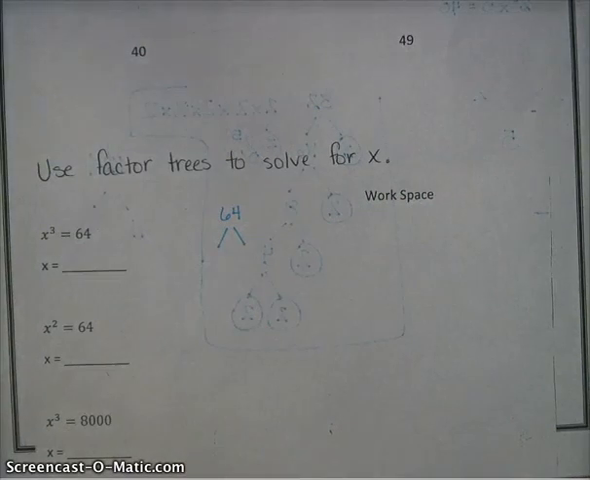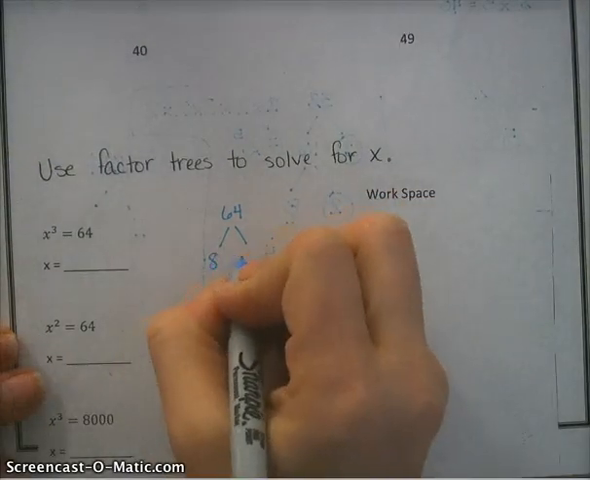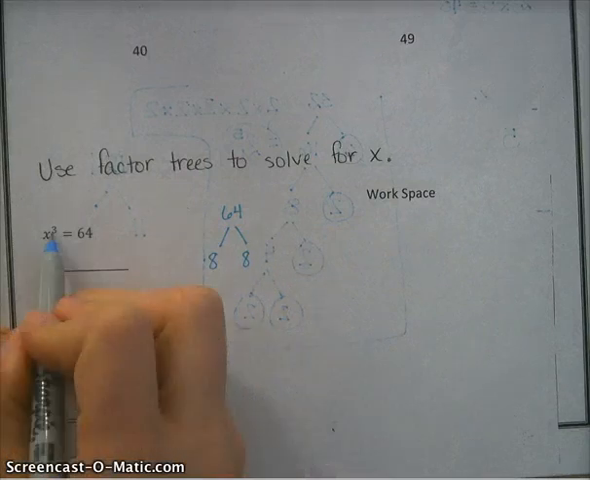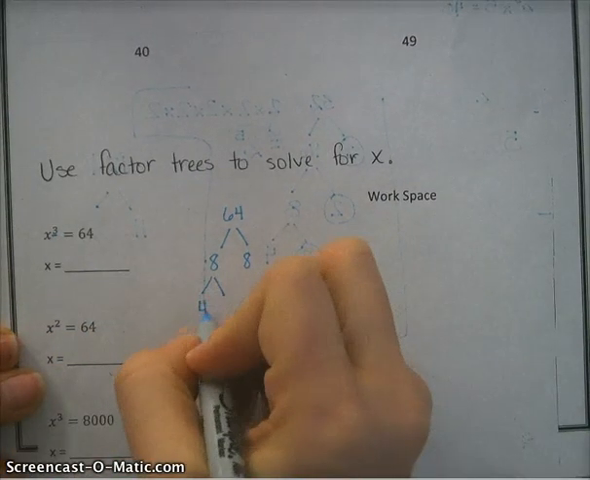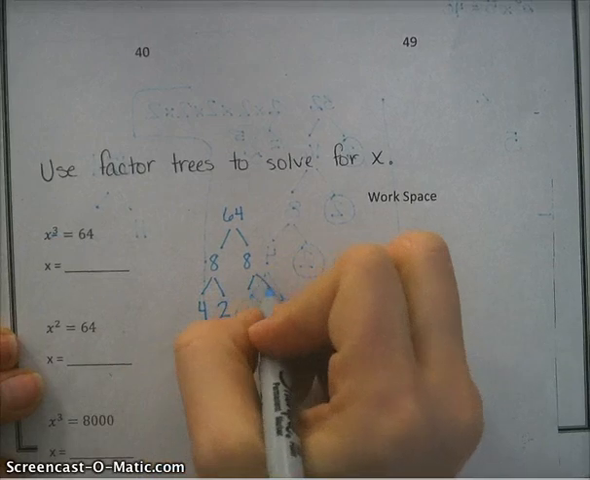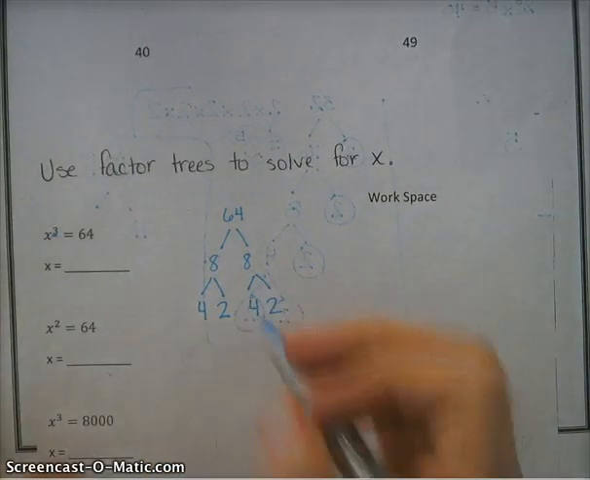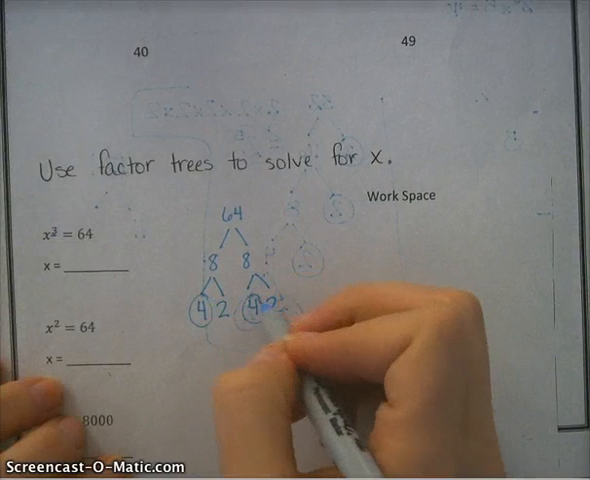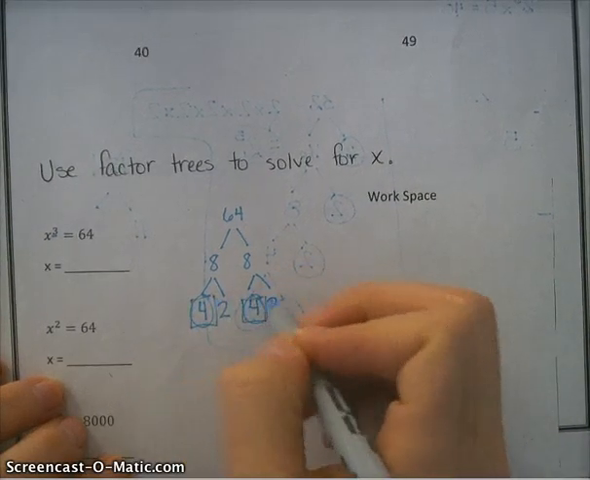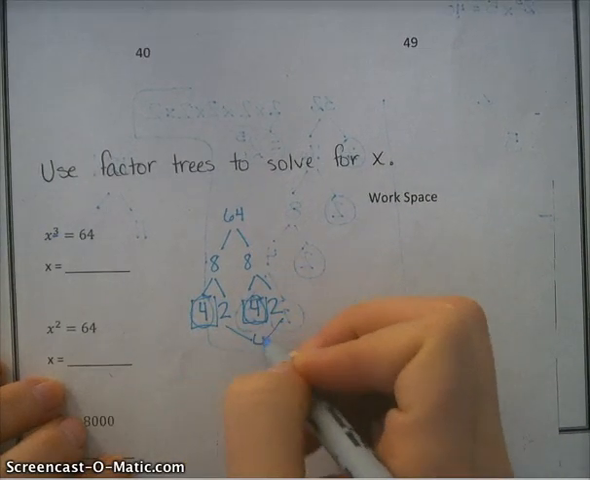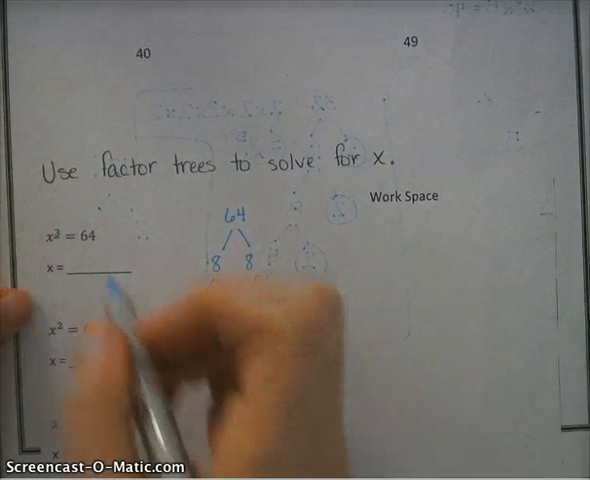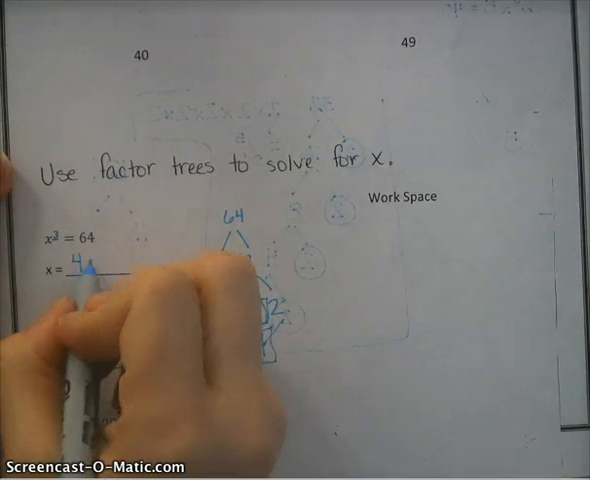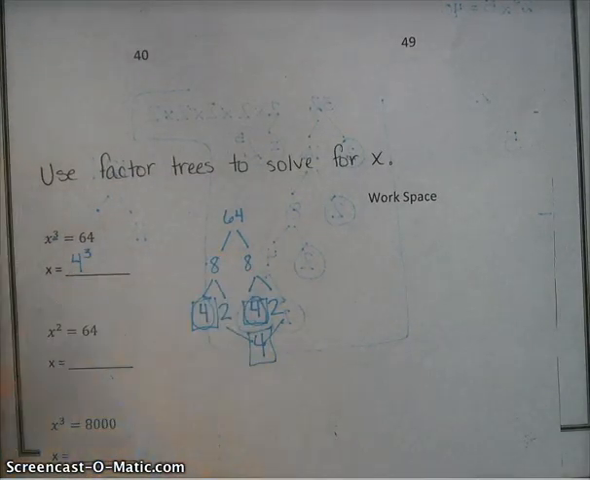Alright, so for this one, it's a little bit trickier because I'm thinking, what do I know? Well, I know 8 and 8 is 64, but I need to get something cubed. So if I break this down even more, I've got 4 and 2, 4 and 2. Well, still, I don't have anything times itself 3 times, but I have 4, and I have 4. I shouldn't have circled those, they're not prime. If I look at this 2 and 2, that together makes another 4, because these are all multiplying. So when you're looking at these, you have to pay attention to what power it is. So x is actually going to be equal to 4, because 4 cubed equals 64.